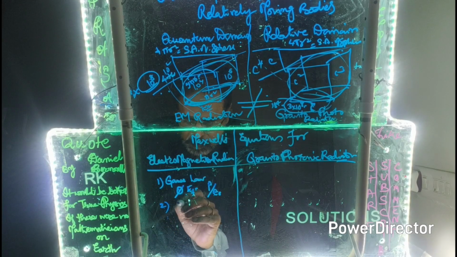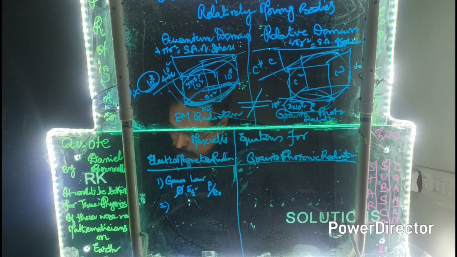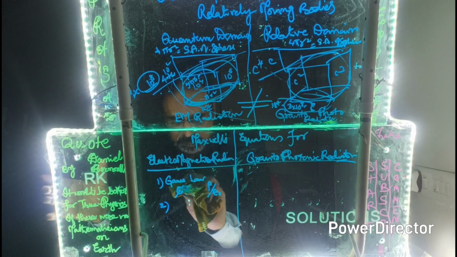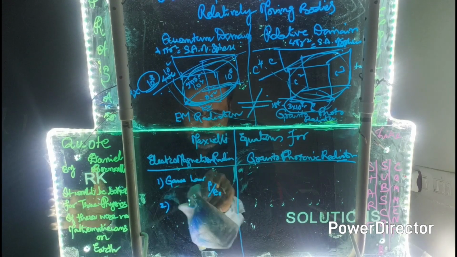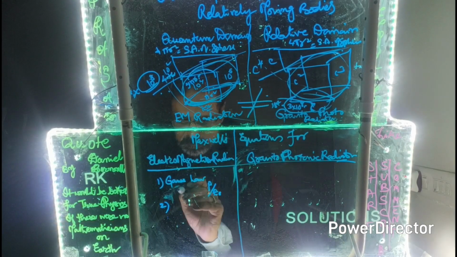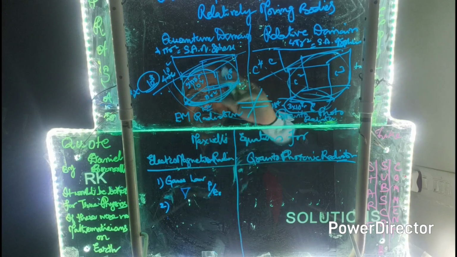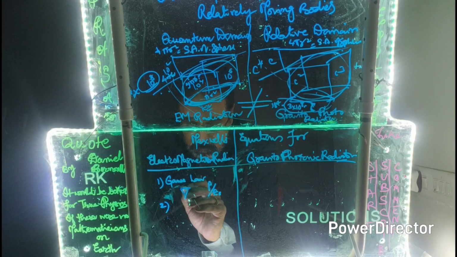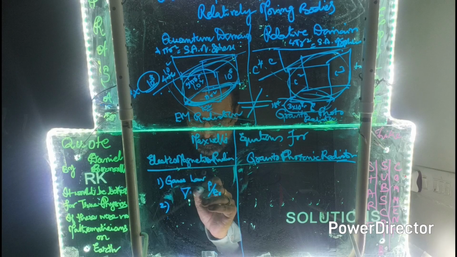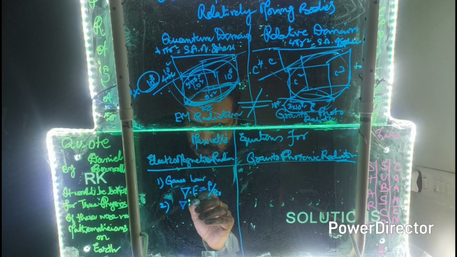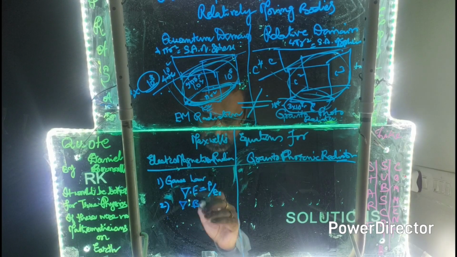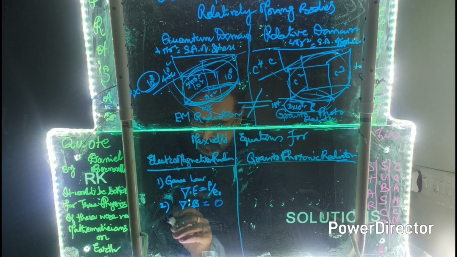Second law says, sorry, no, no, the divergence, I got carried away with the forces. The divergence of E is equal to rho by epsilon naught. Divergence of the magnetic field is zero, right?